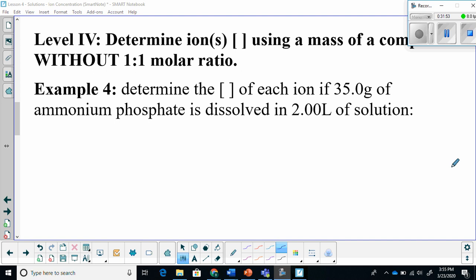All right, so we've got another type of example here. Sometimes they're going to give you a mass, and you're going to have to use that mass to calculate a concentration before you can determine ion concentration. So I'm going to show you how to do this in 2 ways. So let's go to method 1. Actually, we will make another video.